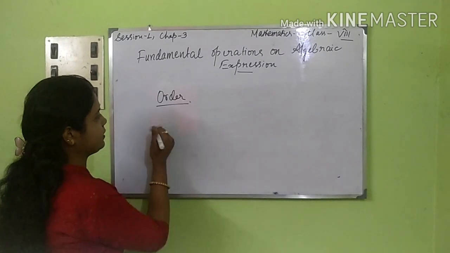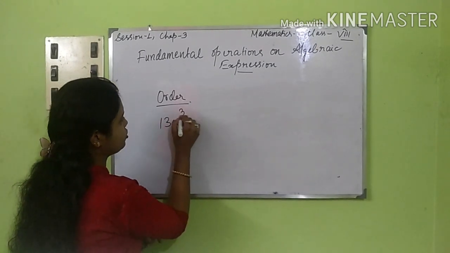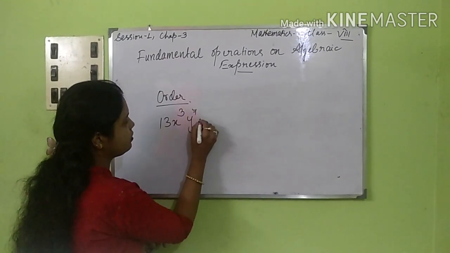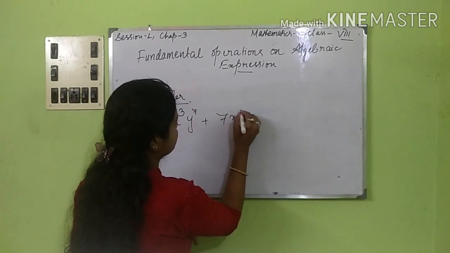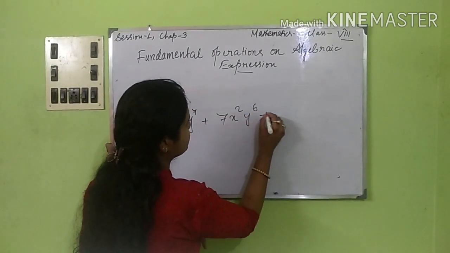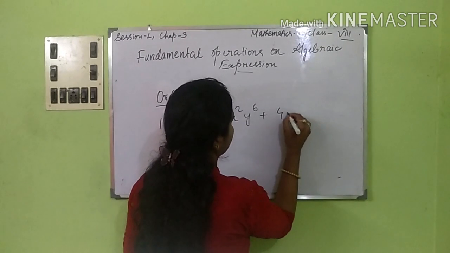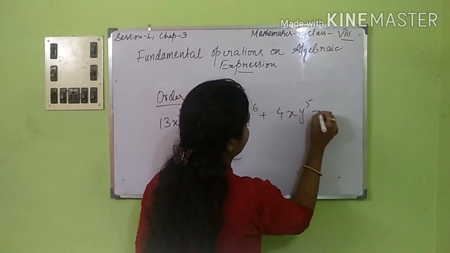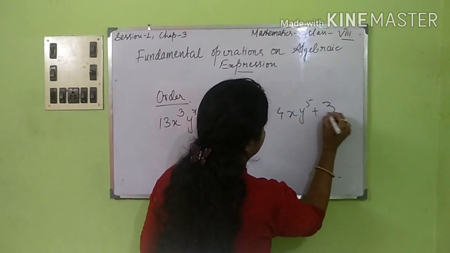Suppose we have an equation like this, that is 13x to the power 3 y to the power 7 plus 7x square y to the power 6 plus 4x y to the power 5 plus 3.